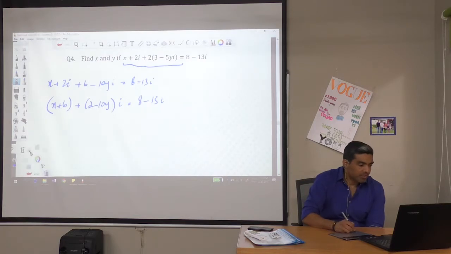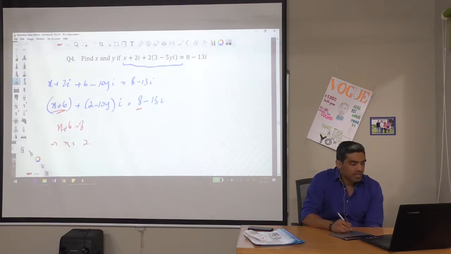So if both these complex numbers are equal, that means x plus 6 must be equal to 8, which implies that x equals 2, and 2 minus 10y must be equal to minus 30, which implies y must be equal to 3 by 2.